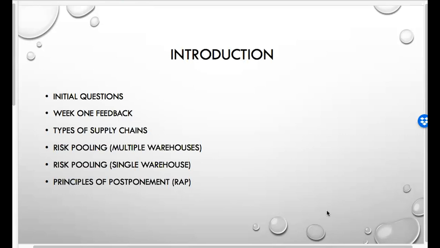Then I'm going to cover types of supply chains briefly, and a concept that's very important as we go forward called risk pooling, in which we aggregate variance of multiple locations in order to reduce the variation within a system. Then I'm going to talk about principles of postponement, which is a supply chain strategy that we can use to reduce variation within a supply system.